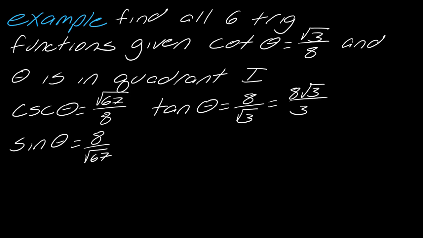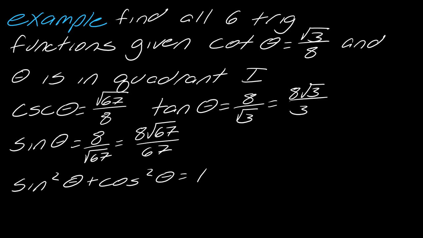Like I said, cosecant and sine are reciprocals of one another. So I can write this as 8 times the square root of 67. However, I've got to rationalize, that becomes 8 times the square root of 67 over 67. Okay, so we're like 4 down. We've got 2 more to go now, right? So we've really got to figure out secant or cosine, one of those.